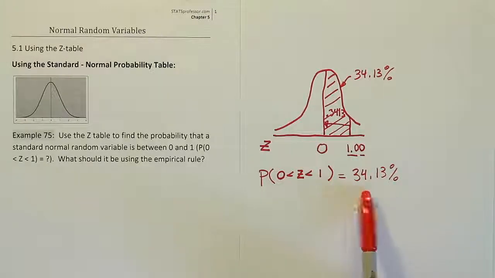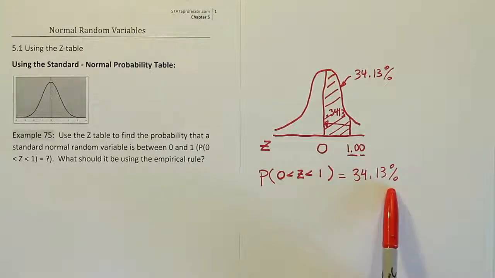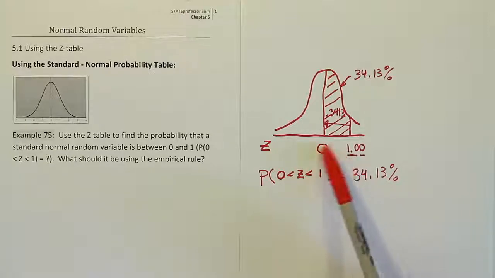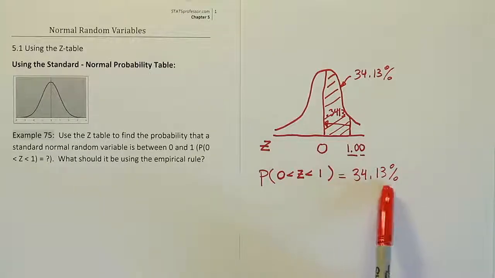And of course, it's very close to that number from the table. So when the empirical rule said that this space here would have been 34%, they weren't so wrong, right? They were only off by 0.13%. So that's why the rule says approximately 34, because it is approximately 34.